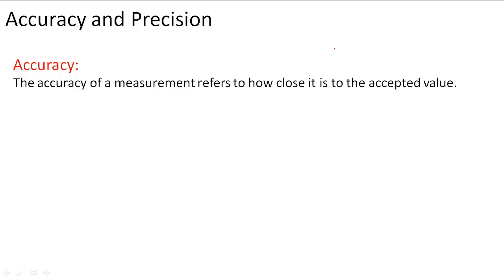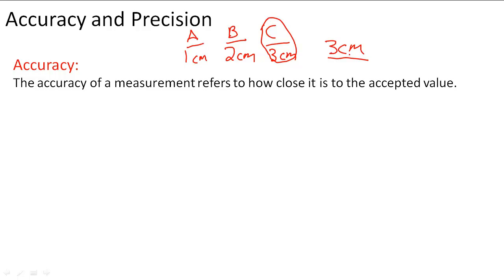So let's say you know that something is supposed to measure 3 centimeters and you're asked to measure it, or 3 students are asked to measure it. Student A might get 1 centimeter, student B might get 2 centimeters, and student C might get 3 centimeters. The person who is most accurate is student C, because we know that the thing we measured was supposed to be 3 centimeters. So that person is close to the accepted value, so they're very accurate.